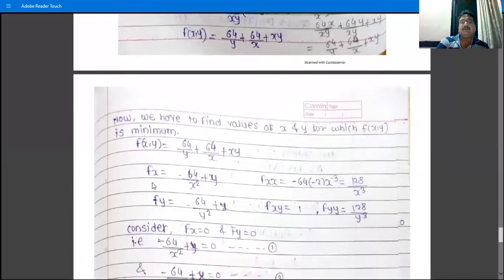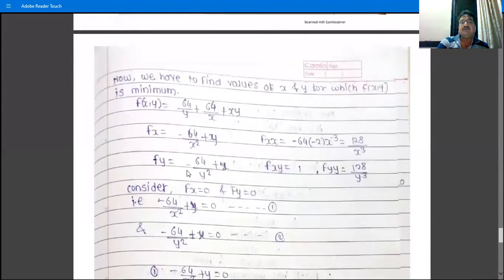So first find the first partial derivatives with respect to x and y. These are the derivatives: minus 64 by x square. The derivative of 1 by x is minus 1 by x square, and the derivative of xy with respect to x is y. Similarly, the derivative with respect to y is this, and then f_xx, the second order derivative, that is the derivative of minus 64 x raised to minus 2, and the derivative of x raised to minus 2 is minus 2 x raised to minus 3, so we have this answer.